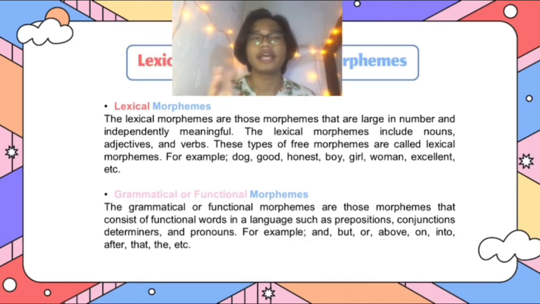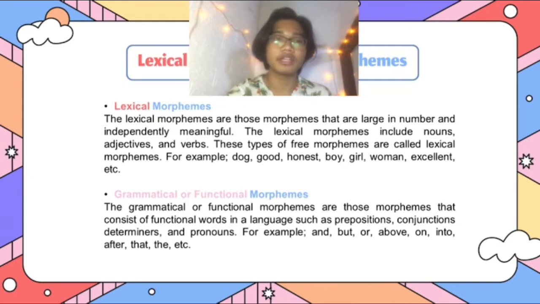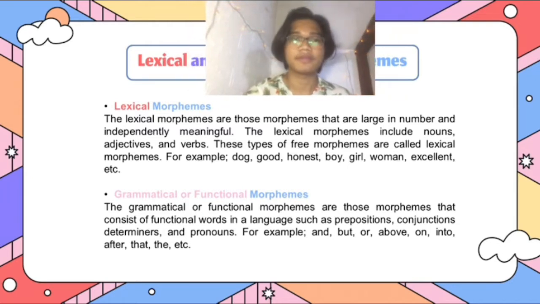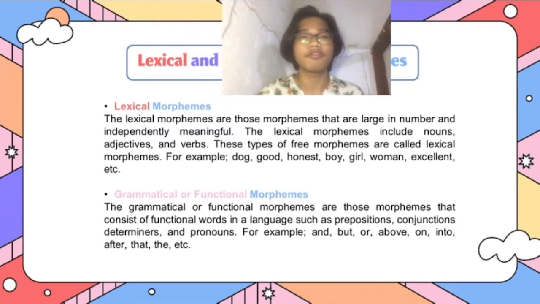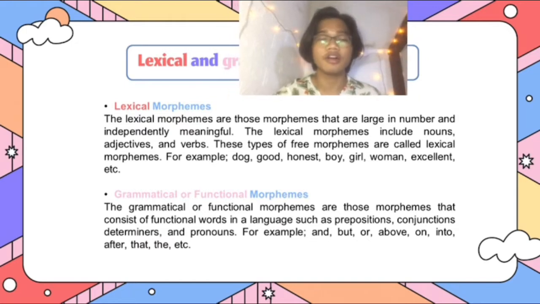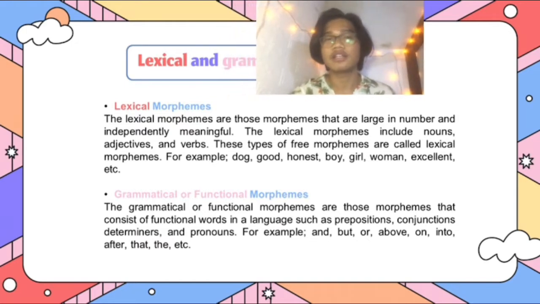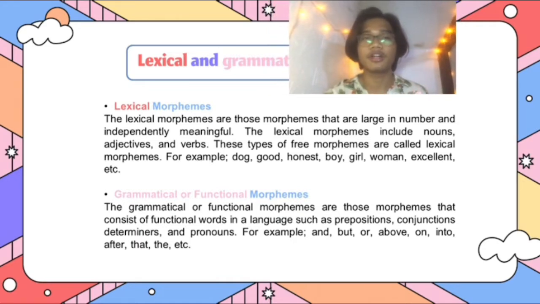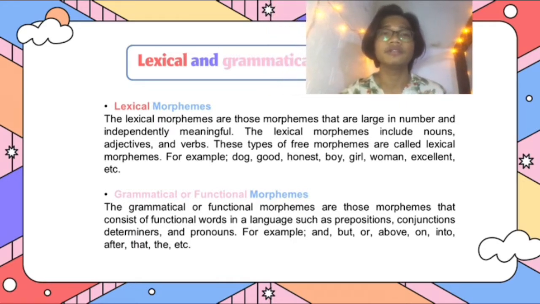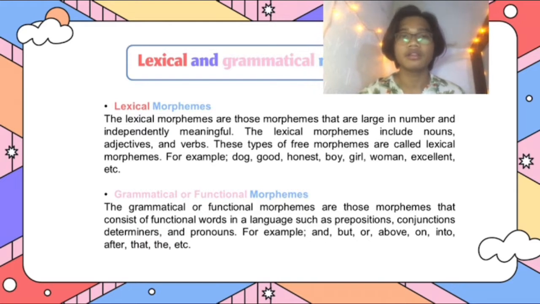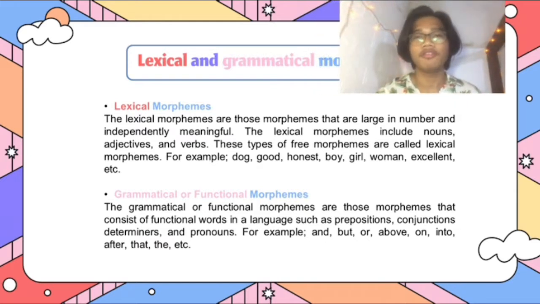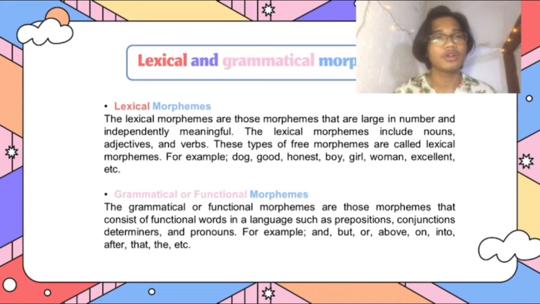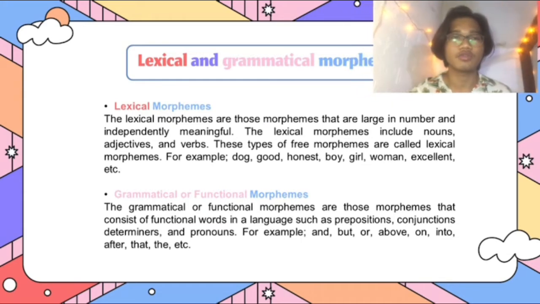Okay. The next subtype of free morpheme is grammatical or functional morphemes. The grammatical or functional morphemes are those morphemes that consist of functional words in a language, such as prepositions, conjunctions, determiners, and pronouns. For example, and, but, or, above, on, into, after that, etc.